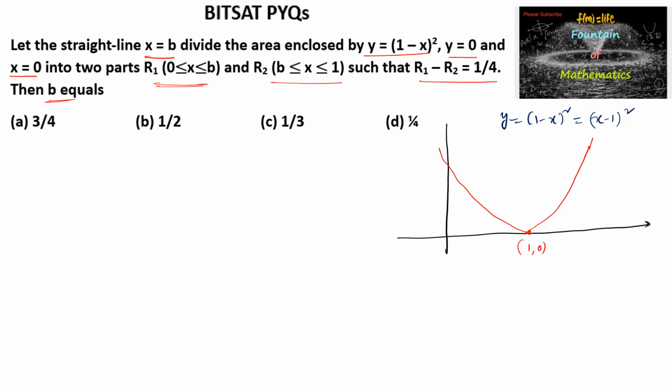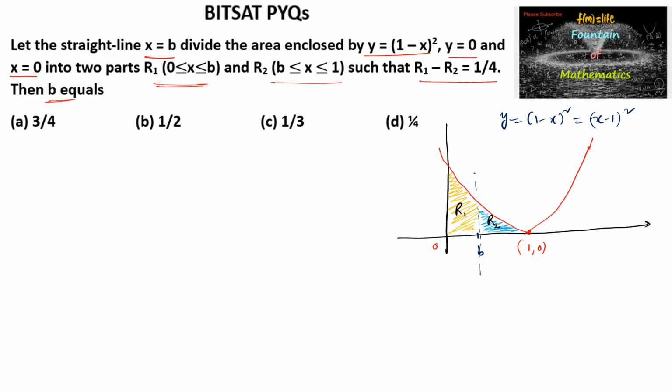And since it is given R1 is from 0 to b and R2 is b to 1, b will be lying between 0 and 1. So let us consider b is here. From 0 to b, there is one region, and again from b to 1 is another region. Say this is R1 and R2, and the difference between R1 and R2 is 1 upon 4.